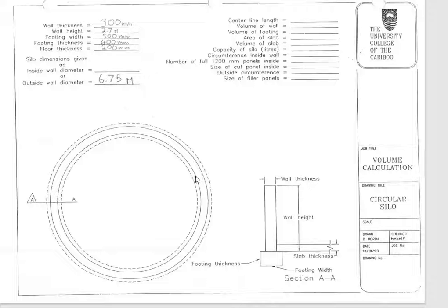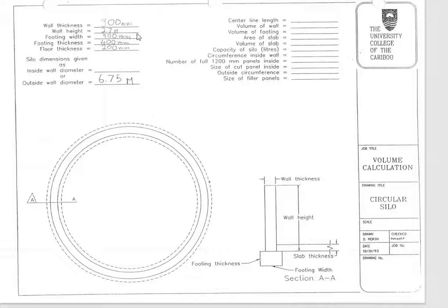So the wall thickness, which would be, this is a plan view looking down on the silo. So we're looking at the wall in the solid lines, and we're looking at the outline of the footing in the dashed lines. This would be a section elevation here. So there's your wall, there's your footing. Here we have the slab. And we have some dimensions here.